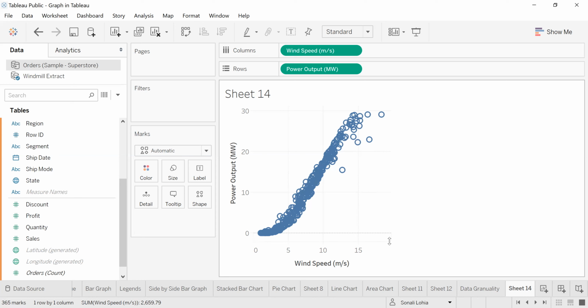But suppose he asks you, can you give me the power output for 20 m/s wind speed? You can't tell him, right? Because it is not there in the input data that he has provided. Now you need to do predictive analysis based on the input data that he has given to you.